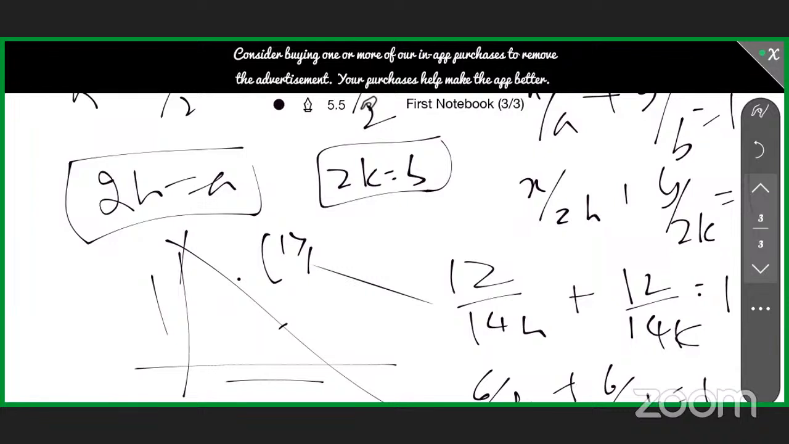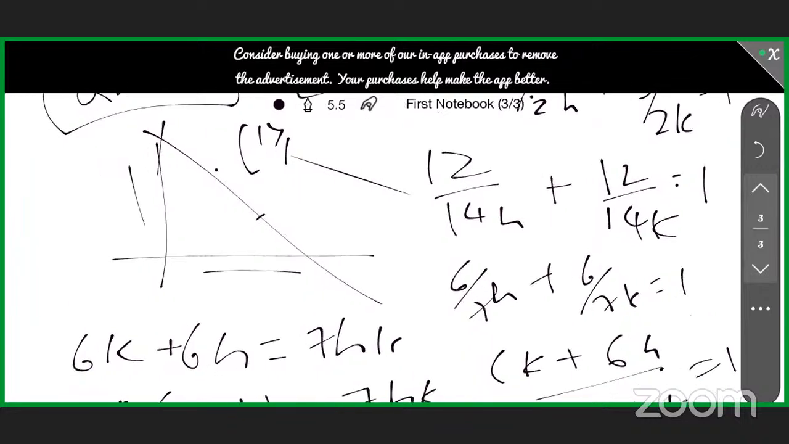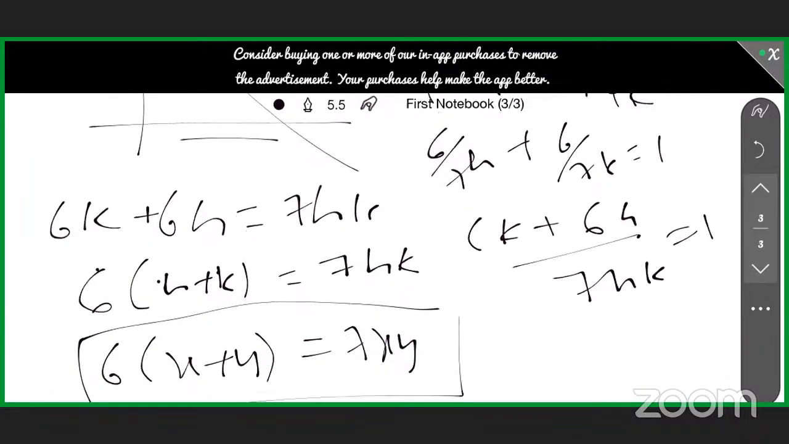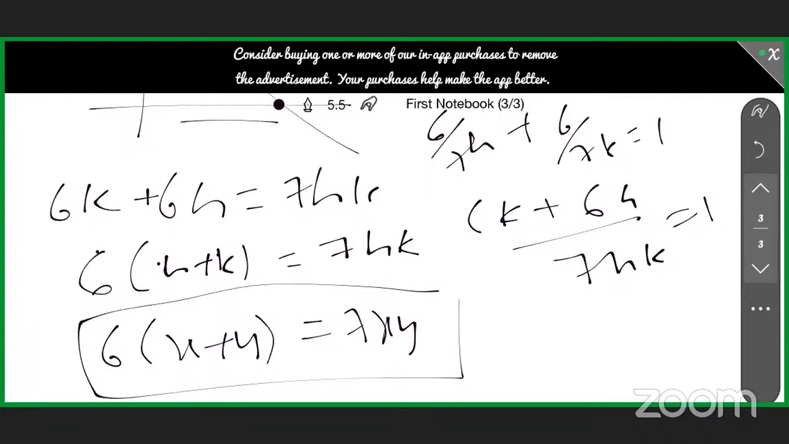So the point of intersection is 12 by 7. I'm applying 12 by 7 in the equation, so x is equal to 12 by 7. 12 by 7 over 2h, that is 12 by 14h, plus 12 by 14k is equal to 1. The LCM is 14hk. Simplified, it becomes 6k plus 6h is equal to 7hk. Cross multiply, take the common factor, and you get 6 into h plus k is equal to 7hk.